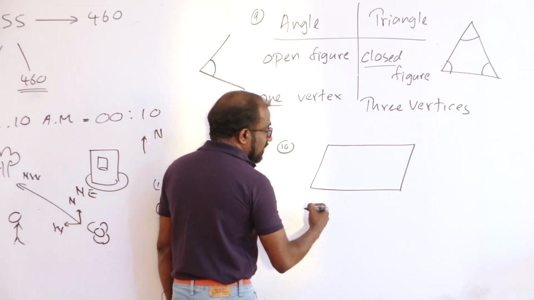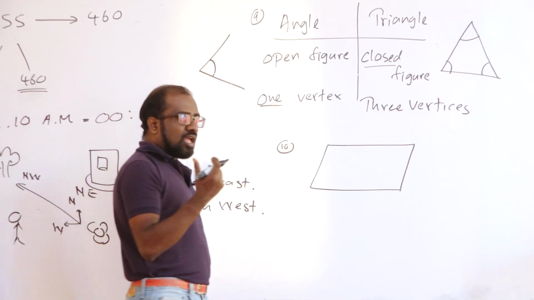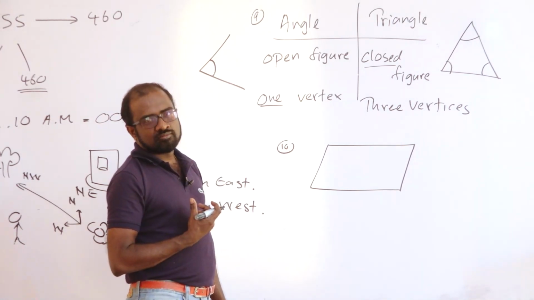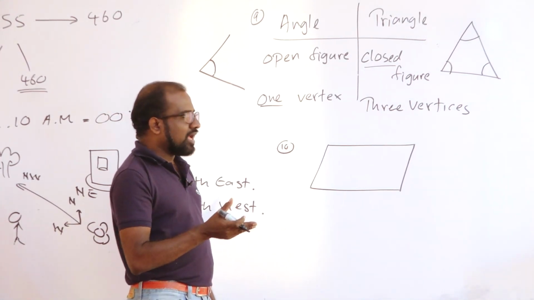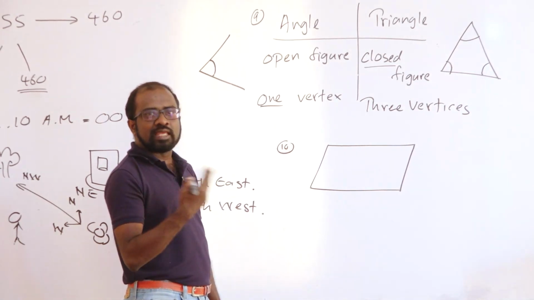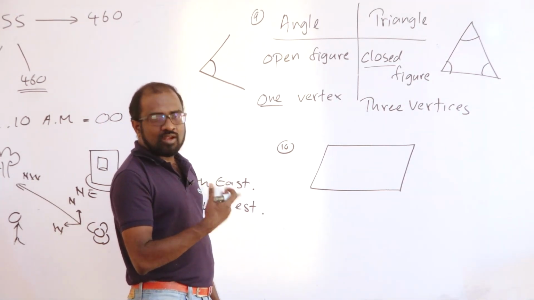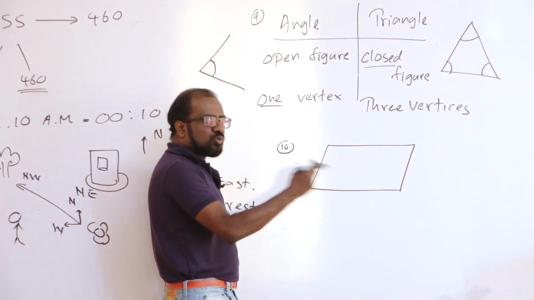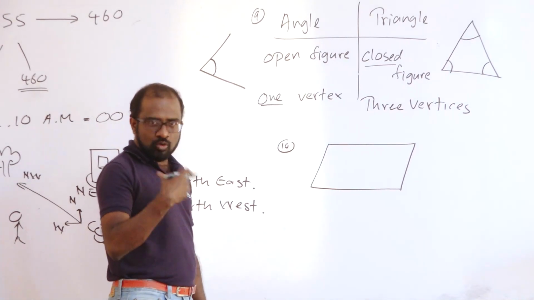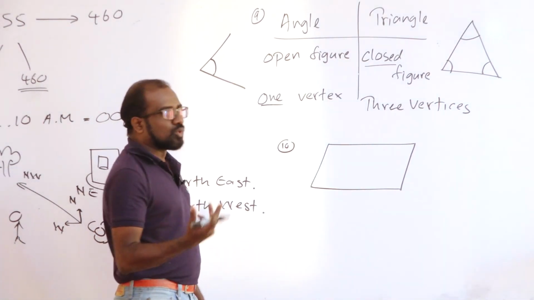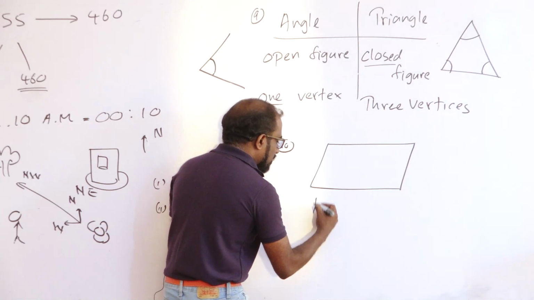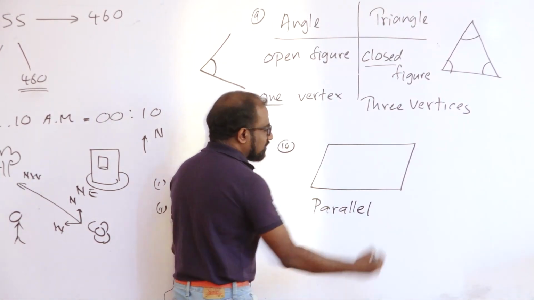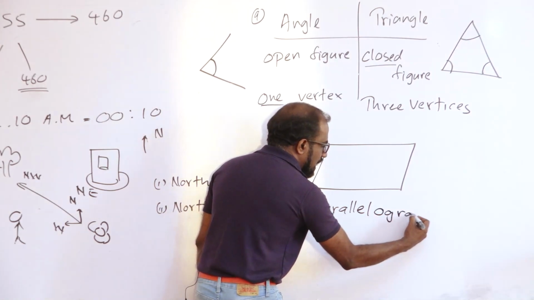This is the parallelogram. Most of the children have written the name parallelogram, but the spellings were wrong. Some have written rectangle or rhombus. I cannot give marks for those. Some wrote parallelogram, but still the spellings were wrong. If the spellings are wrong, I cannot give marks. How to write parallelogram? P-A-R-A-L-L-E-L, parallel, then O-G-R-A-M.